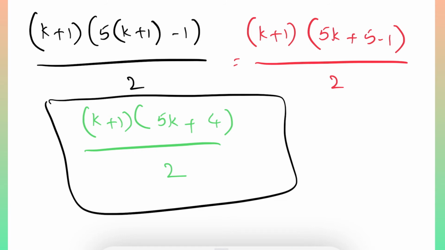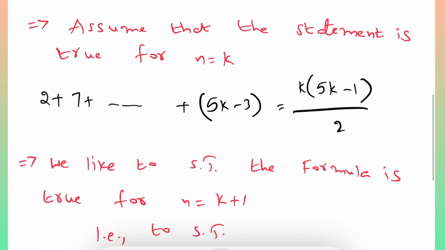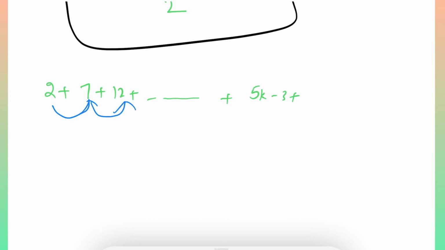Now let us move back to the second step once. In the second step we have 2 + 7 + 12 and so on + (5k - 3). Write that as it is here. Now we need to write the next term. Let us observe: from 2 to 7, from 7 to 12, what is the difference? It is 5. So for 5k - 3, I need to add 5. So we get 5k - 3 + 5.